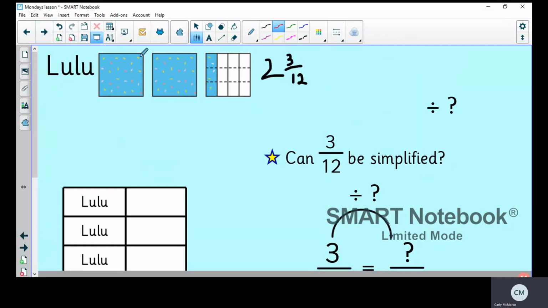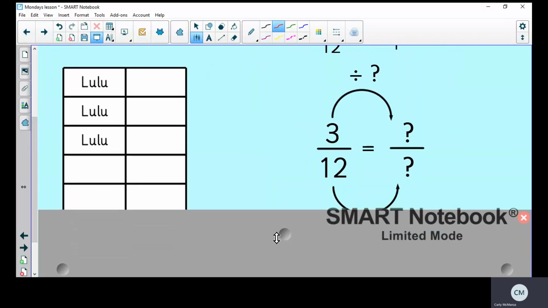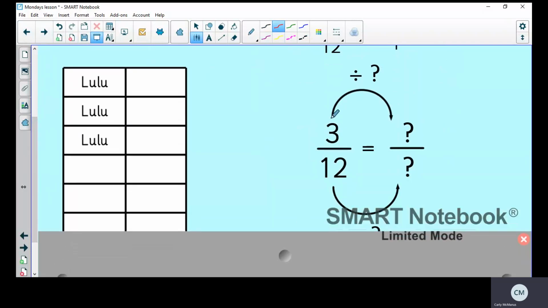Let's have a look at another example. So we've got Lulu, she's got 2 whole cakes, which is that, and then she's got 3/12. So this cake's been split into 12 and we're looking at 3 of them. Now remember, we can't simplify the whole number, so that stays the same. So we're looking at simplifying 3/12. Remember, simplifying is making it smaller and equivalent. So we've got 3/12. We're going to make it smaller, so we're dividing. So what is the highest number we can possibly divide by that would fit into both?